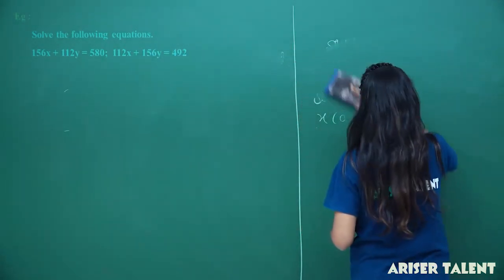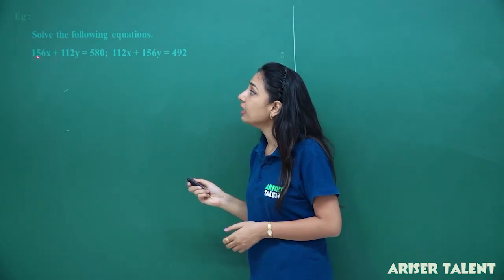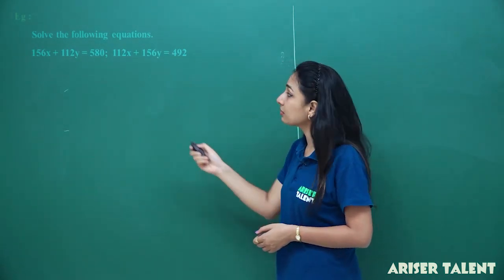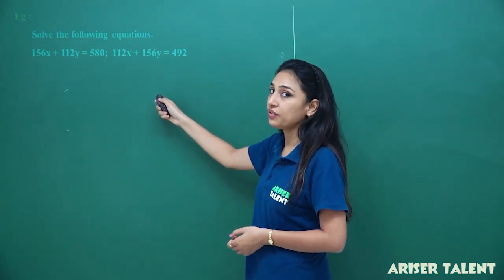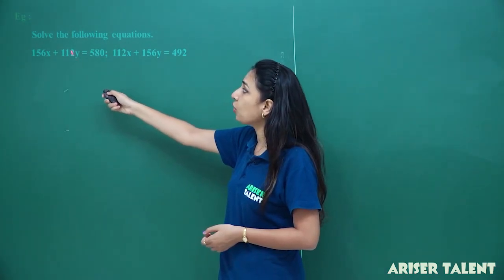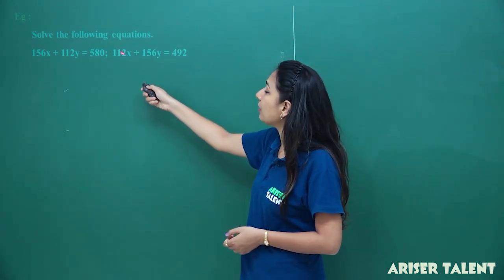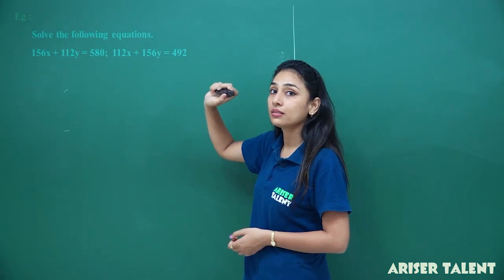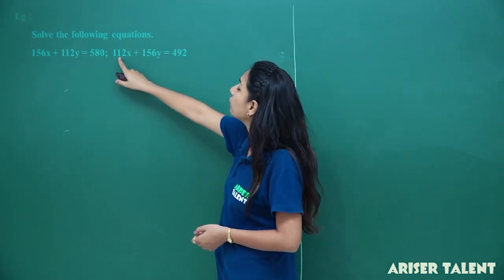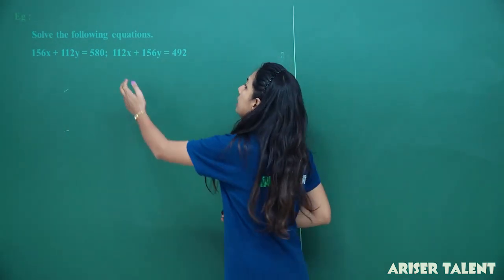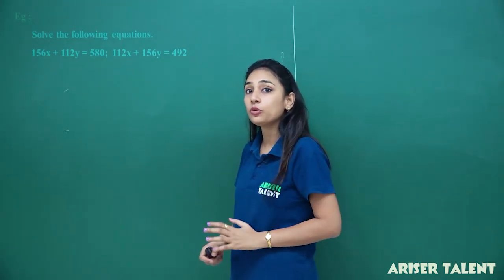Okay, here is our question. We have to do this question, students. Solve the following equations. We have 156x, so x has the coefficient 156. Here y also has the coefficient 156. Now, 112 is the constant term of y, and again the same in x. So we saw this pattern here. Concentrate on the coefficients of x and y. These constants may or may not be the same, right?